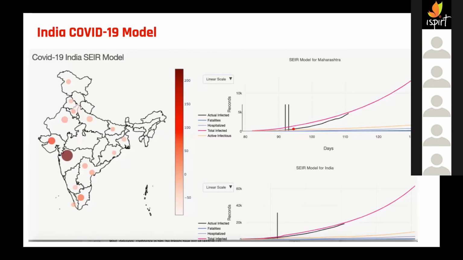What you're seeing here is, I'll try to quickly show you a live version of this as well. Our model has been built, and this is what we call the India SEIR model. Here, there are two parts. I want to talk about another important part.